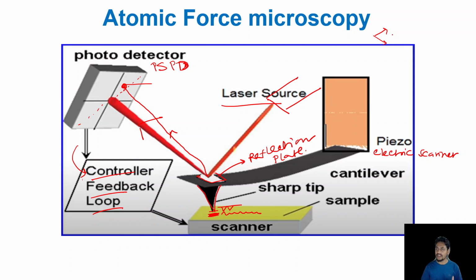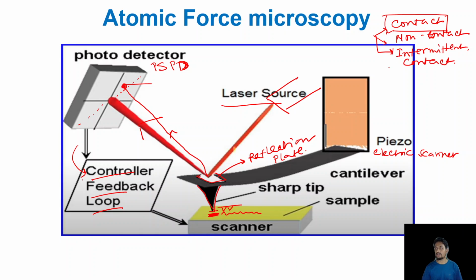And normally there are three kinds of modes: contact, non-contact, and intermittent contact. Right. Normally, imaging is done in contact mode, and in the case of soft samples, it is done in intermittent contact. Non-contact mode is not for imaging. Normally, electronic force or magnetic force can be measured using this non-contact mode.